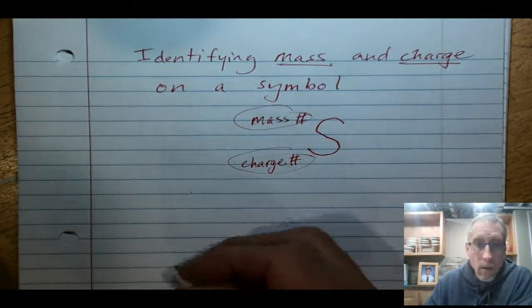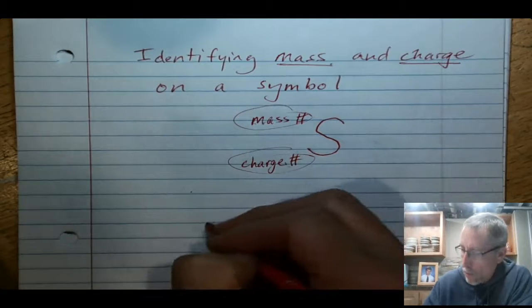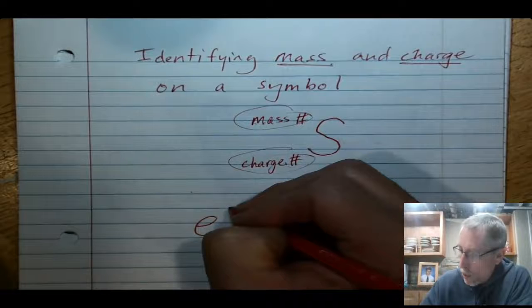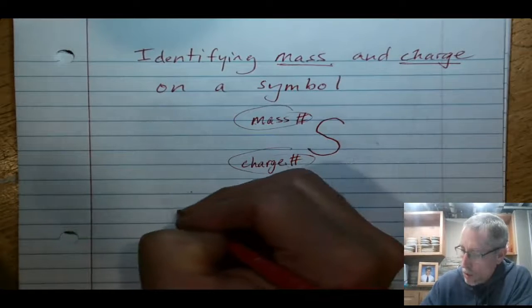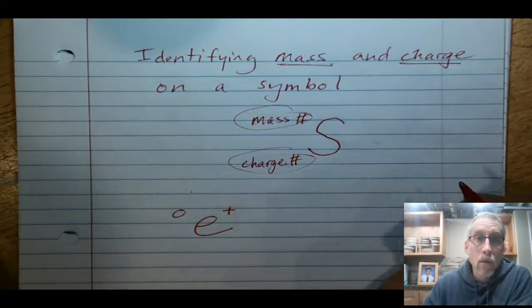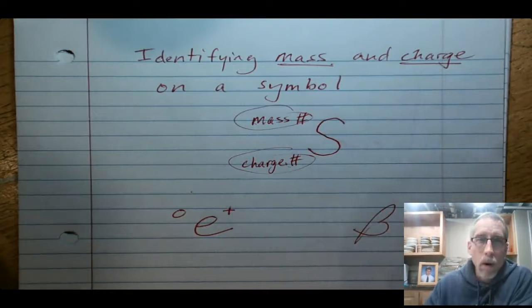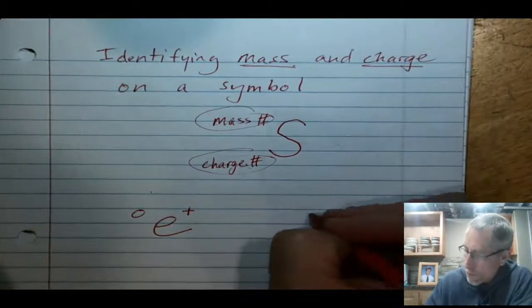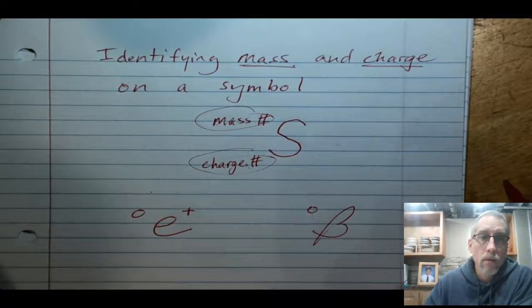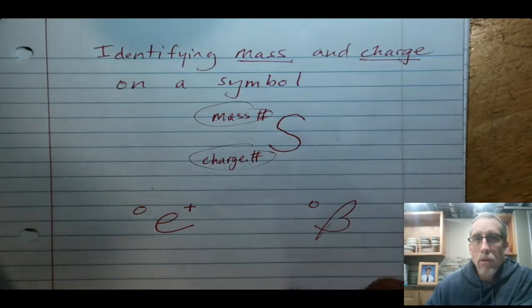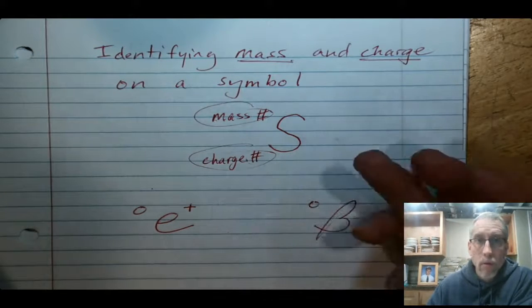And in the case of like the positron, the symbol for the positron is the e plus. So when you see a 0 here, that means it has no mass, just like the electron has no mass. So we use the beta particle for the symbol for the electron. It also has no mass. Okay, and when we say no mass, that means no mass number because there's no protons or neutrons.